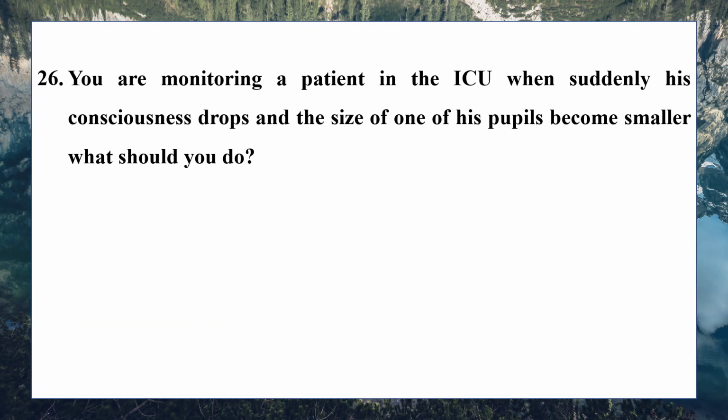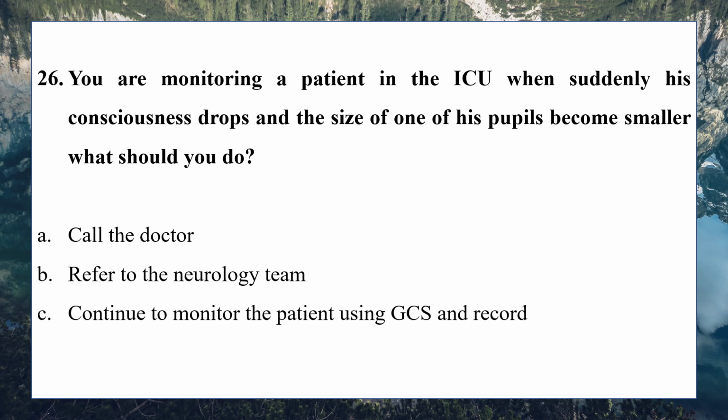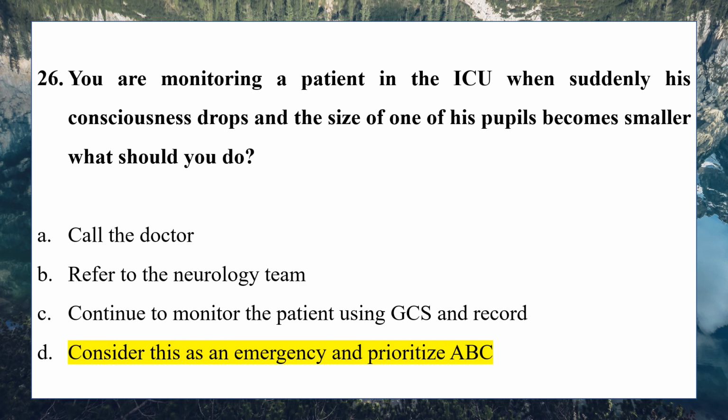You are monitoring a patient in ICU when suddenly his consciousness drops and the size of one of his pupils becomes smaller. What should you do? Option A. Call the doctor. Option B. Refer to the neurology team. Option C. Continue to monitor the patient using GCS and records. Option D. Consider this is an emergency and prioritize ABC. The correct answer is D. Consider this is an emergency and prioritize ABC.